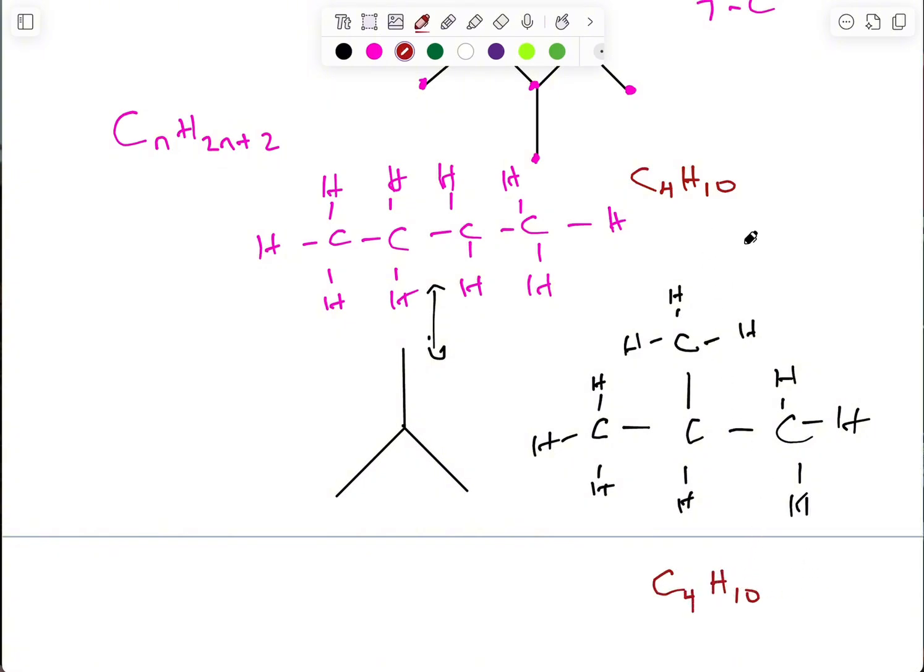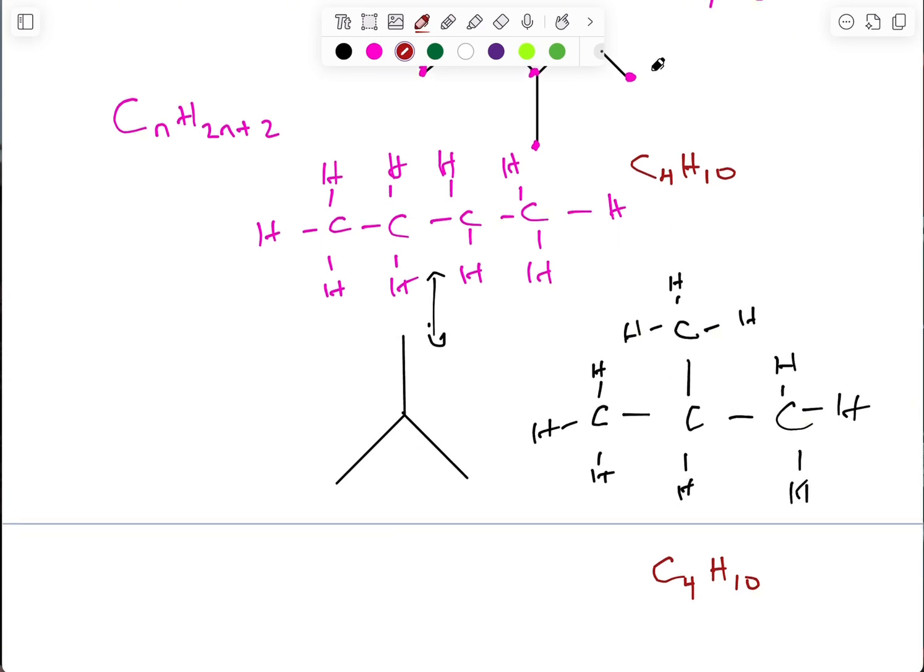Now, we have this. Let's now count the number of hydrogen. We have 3 here, we have 3 here, we have 3 here. That's 9, plus this one, that's 10. So this is also C4H10, but the structures are different. In fact, the name is different. So this one is butane.